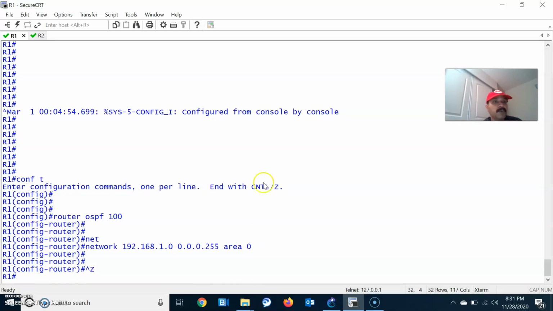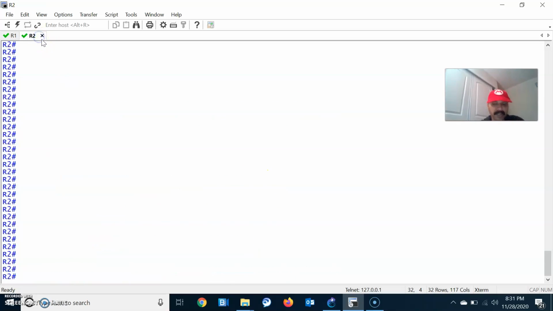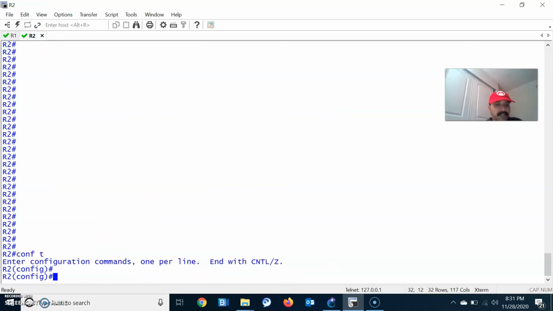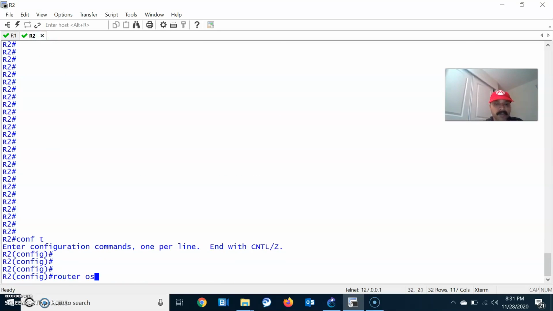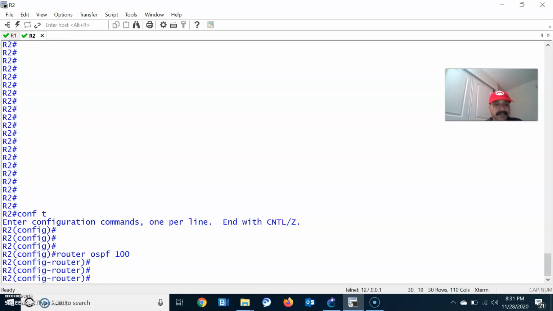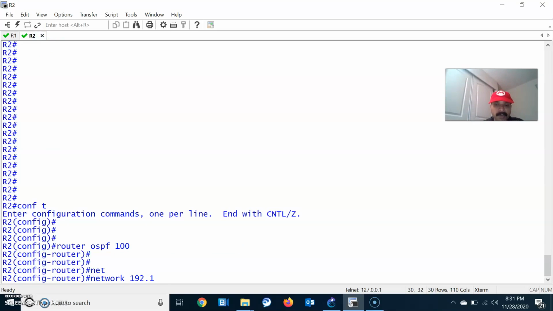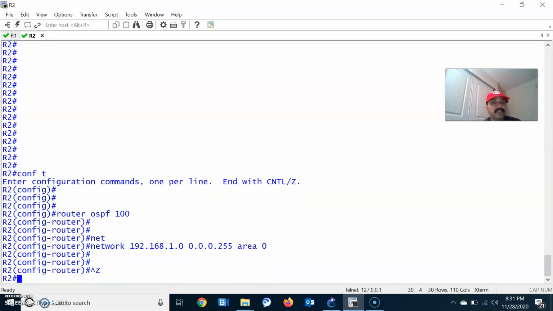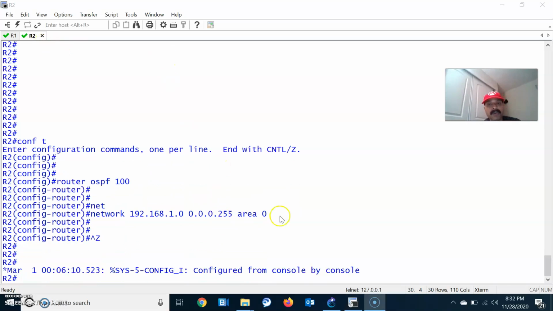So both the routers I'm going to configure in the backbone area, same area, right? So go to the configuration mode, router OSPF 100. Then network 192.168.1.0, 0.0.0.25 area 0. Right, I have enabled the routing protocol, that is OSPF.